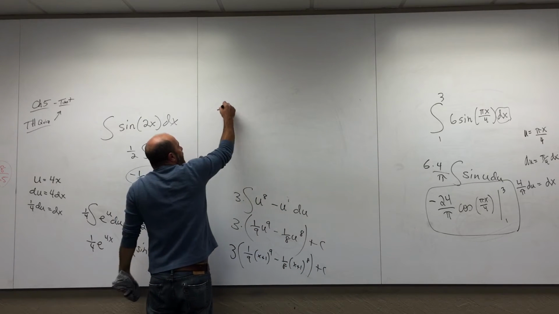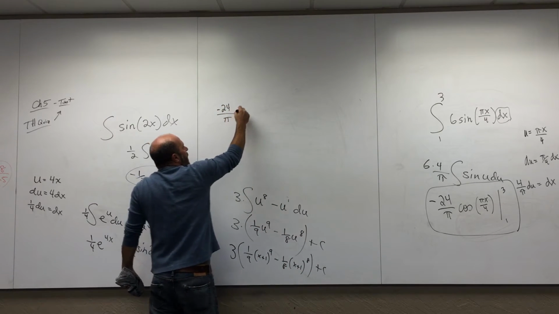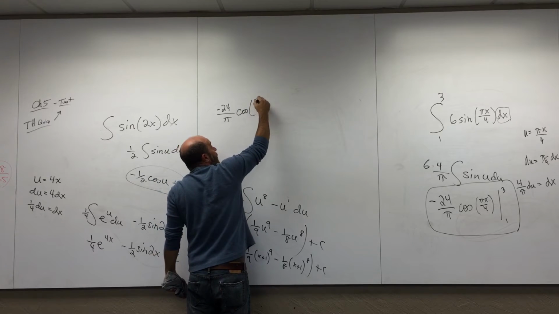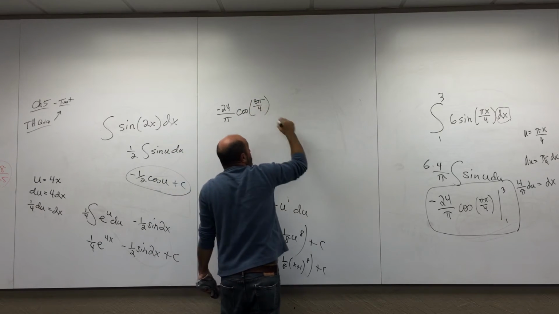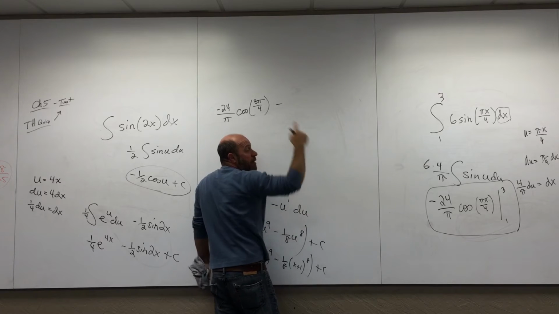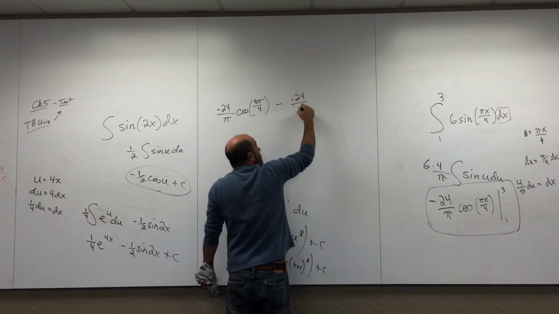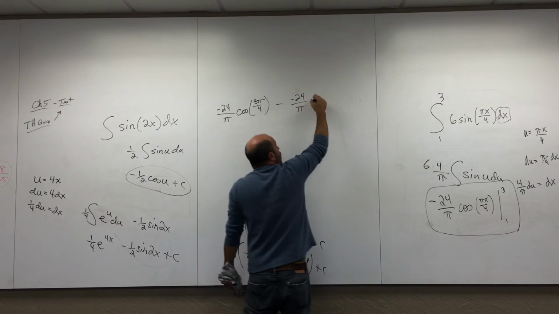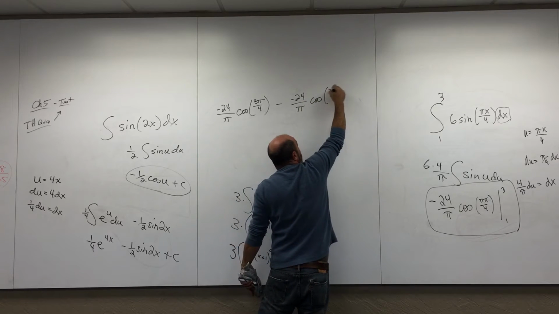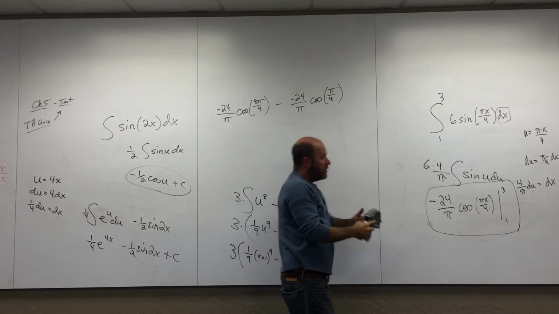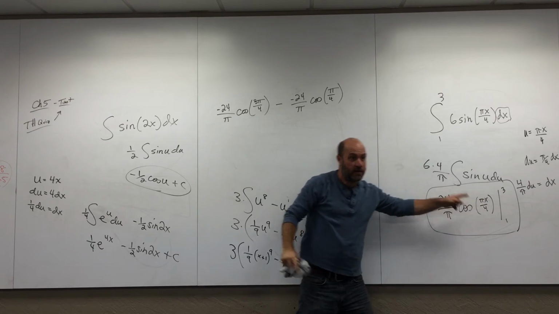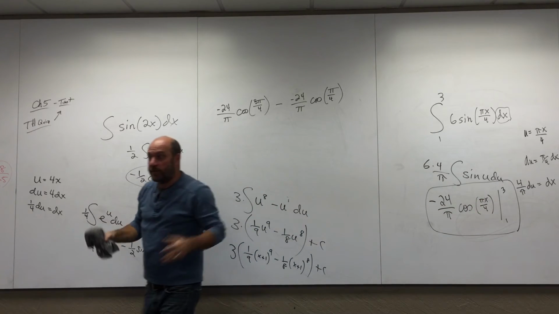So you plug in the 3 and you get negative 24 over pi cosine of 3 pi over 4. It might help to write all this out so you can see what's happening. Watch. Minus negative 24 over pi cosine of 1 pi over 4. Is that how you do it, you guys? You plug in the 3 and you plug in the 1. You subtract them.